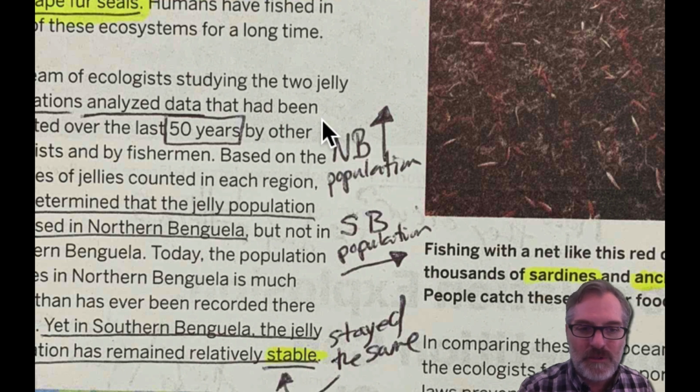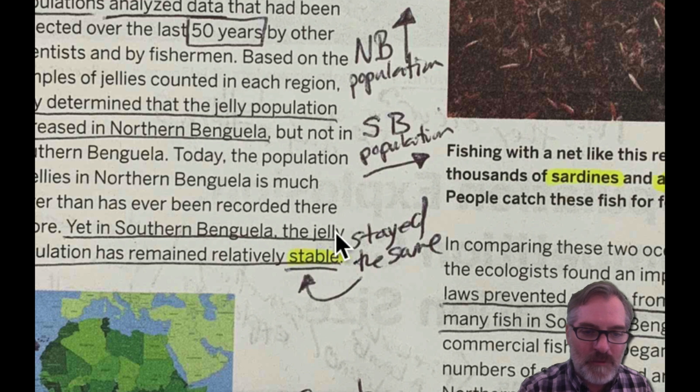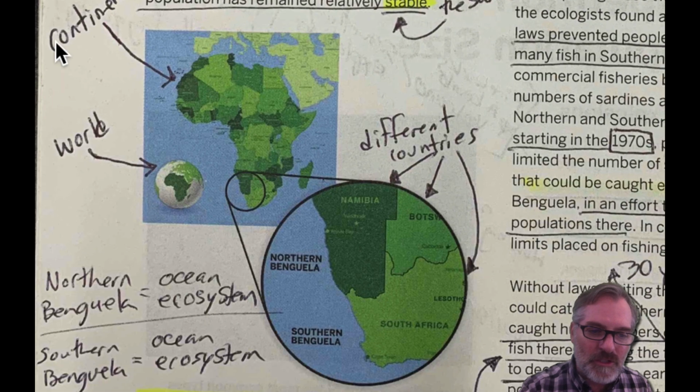That's why I made this symbol here. And then in southern Benguela, the population of the jellies was staying the same. It was just stable. See how it says right here, stable, stayed the same? So it was interesting. One was going up, the other was staying the same, and they wanted to know why. Now let's take a look at this picture here.